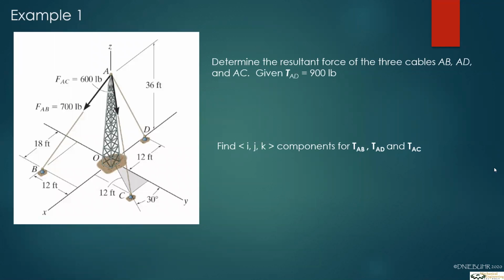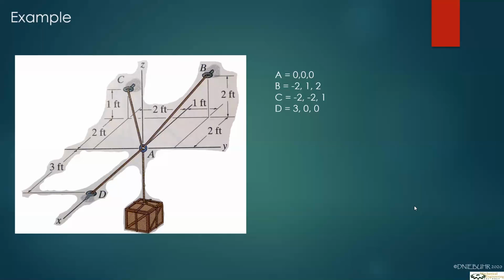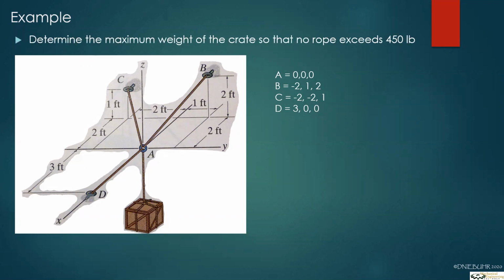This is a little different example. It's not quite the same as the ones you'll see in my lecture, so I want to do something a little different. In this one, you have a crate hanging by these 3 ropes, and he wants to know how much the crate can weigh so that none of the ropes exceeds 450 pounds. It gives you the coordinates of each of the points. So how do we do a problem like this?